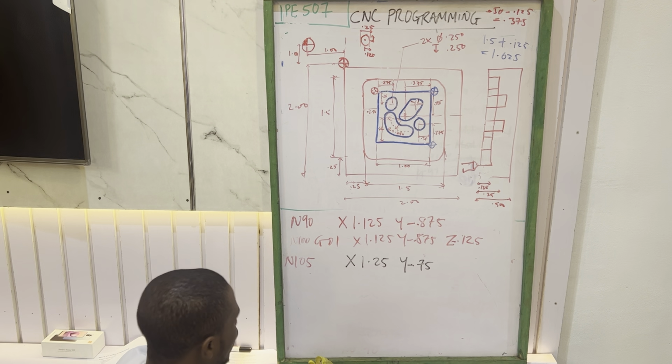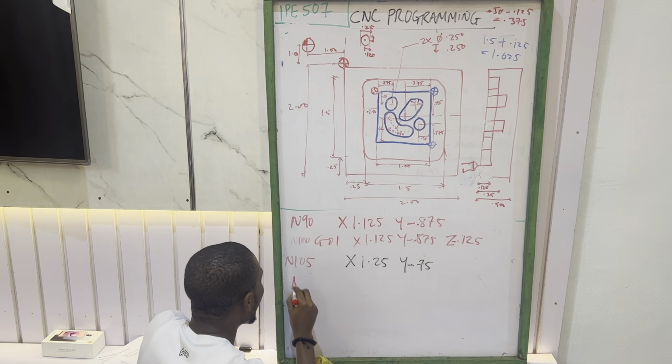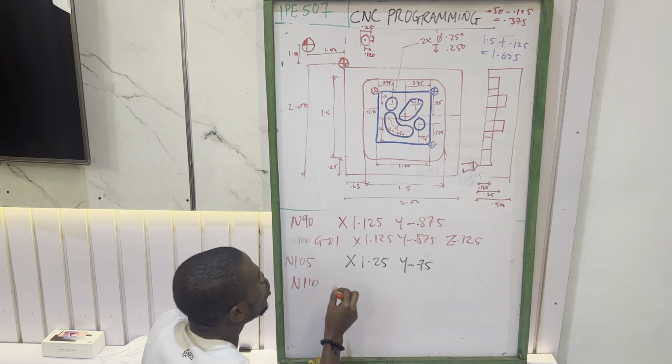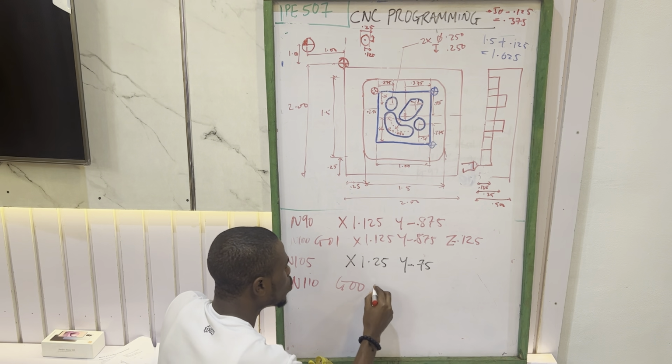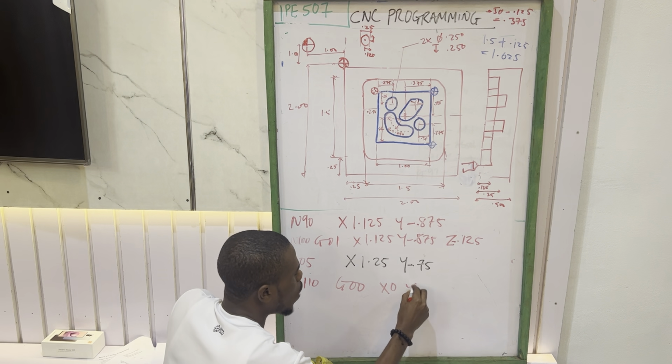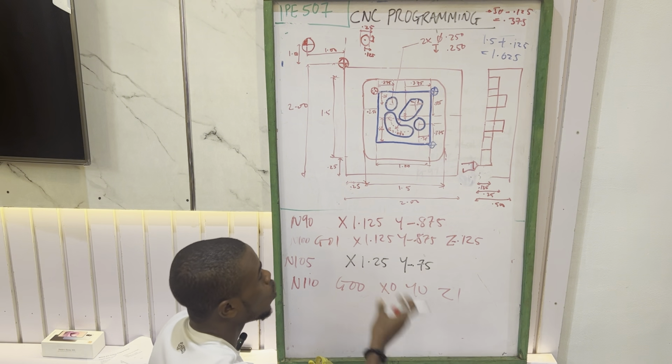So moving forward, the next operation is our N110. So we have finished interpolating this guy, so you cannot take it up. G00, your Z, your X0, Y0, then your Z1. So we have taken it up.